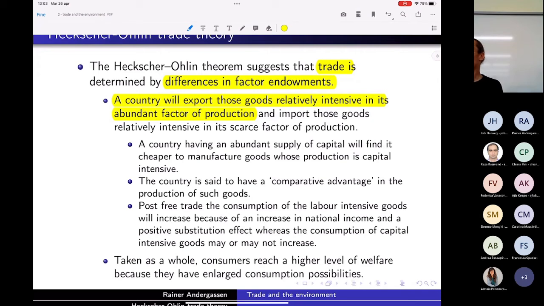Okay, and therefore the price of the labor-intensive good will be low, while the price of the capital-intensive good will be relatively high. Now if you open up to trade, you see that they can benefit from trading. That's why what matters here is how scarce one country is compared with the other country. So it's not absolute scarcity that matters, but relative scarcity. Okay, this is the result, and this is the intuition.